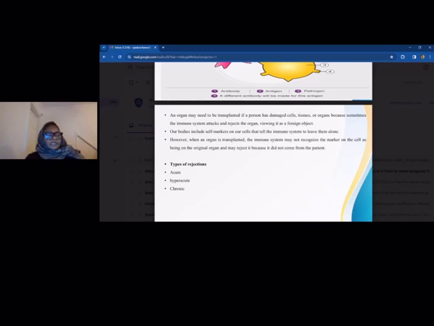Self-recognition and tolerance is the body's way to tell apart itself and non-self. The immune system is able to achieve this through antigens, and our body includes self markers on our cells that tell the immune system to leave them alone. So these are some of the things that help with self-recognition and tolerance in the body, and how the immune system achieves it through antigens.